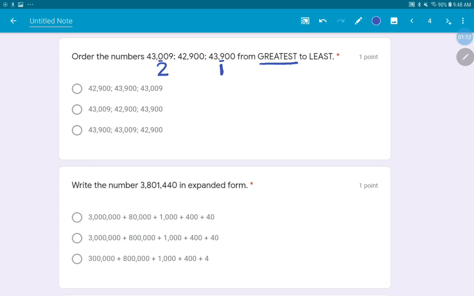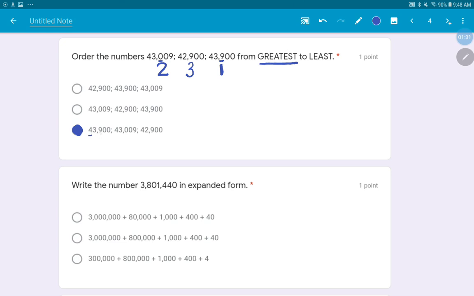What's the least number? 42,900. Very good. So the correct answer is 43,900, 43,009, then 42,900. The bottom choice is correct.